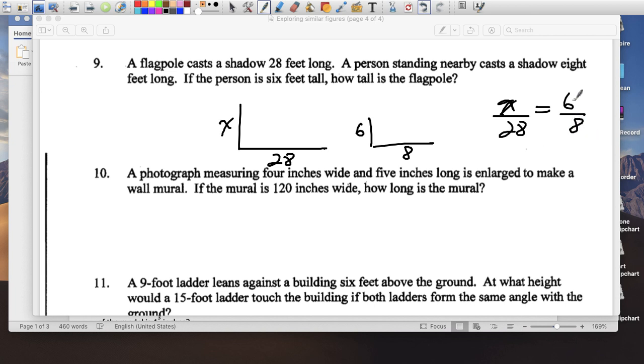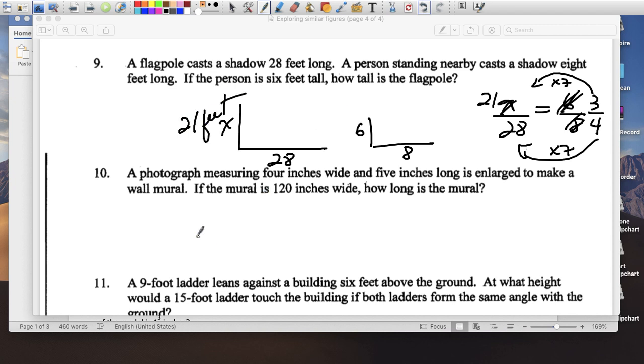We can simplify. So instead of 6/8, we can write 3/4. And now there's a relationship, which is times 7, and then on top is times 7. So 3 times 7 is 21. So the height of the flagpole is 21. This is 21 feet tall.